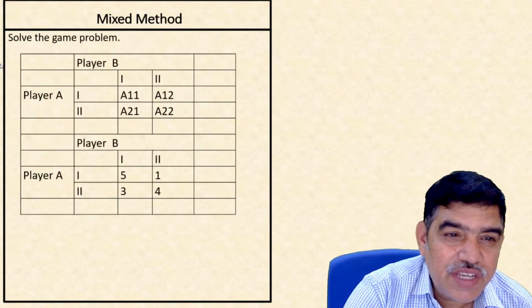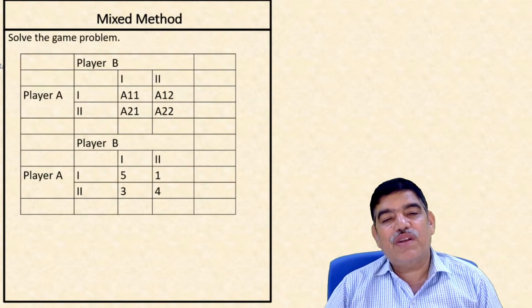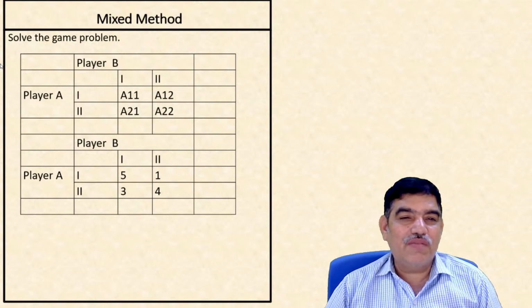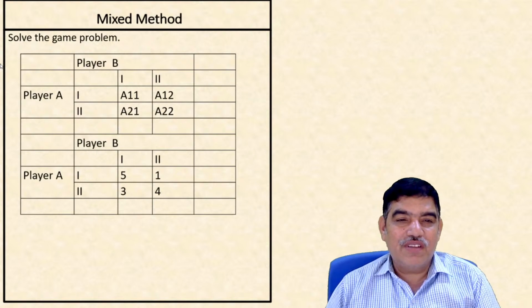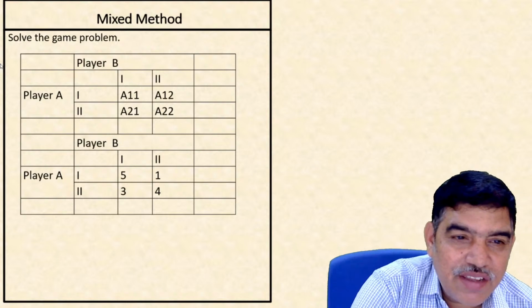Now, by using the formula, that's why I am writing here A11, A12, A21, A22. What is the meaning of this? A11 means first row, first column value. A12 means first row, second column value. A21 means second row, first column value. A22 means second row, second column value. That is the values you can represent mathematically.